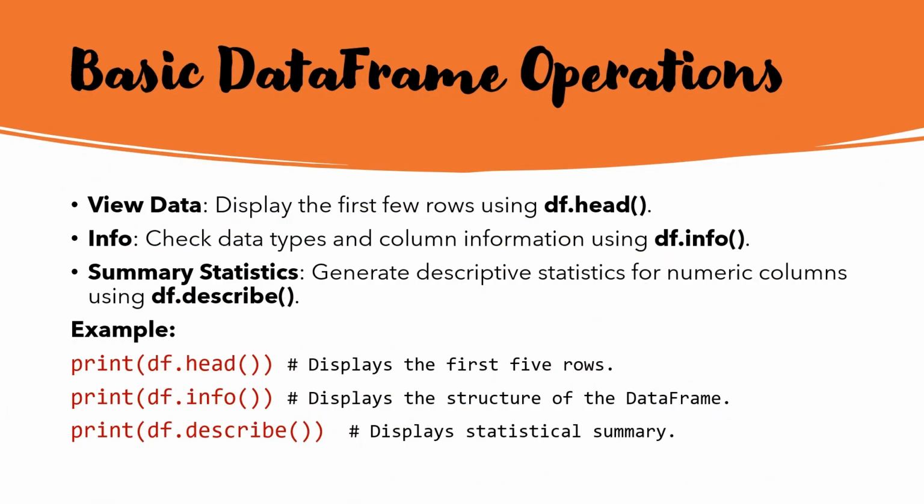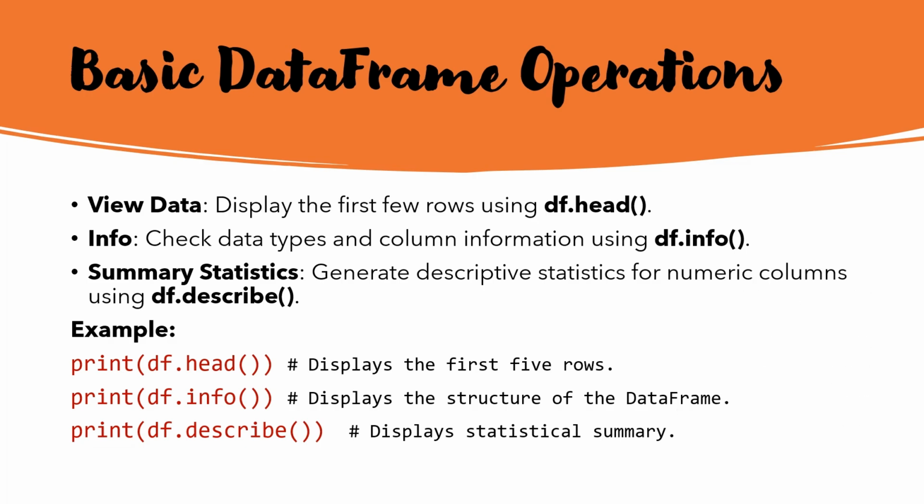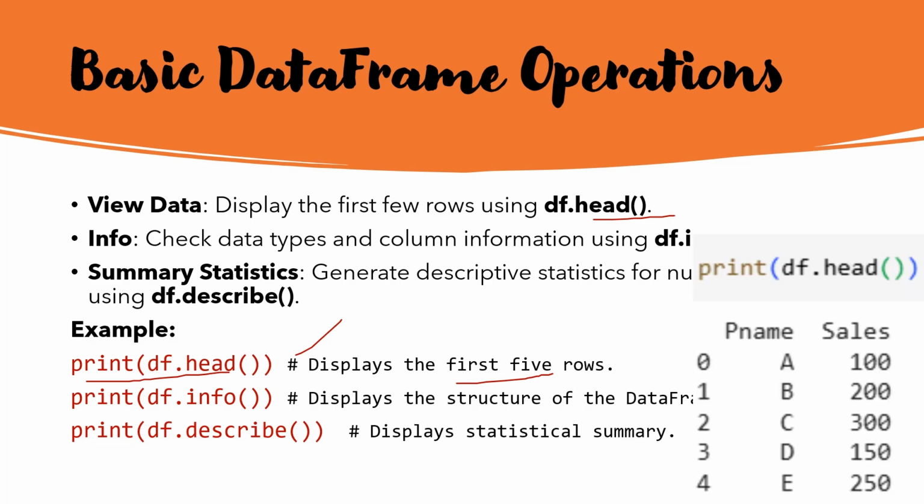Let's take a look at the most commonly used operations. To perform these operations, first you should have created a data frame. To get a quick look at your data frame, we can use the head method to view the first 5 rows. By running print df.head, you can display the first 5 rows of your data frame.